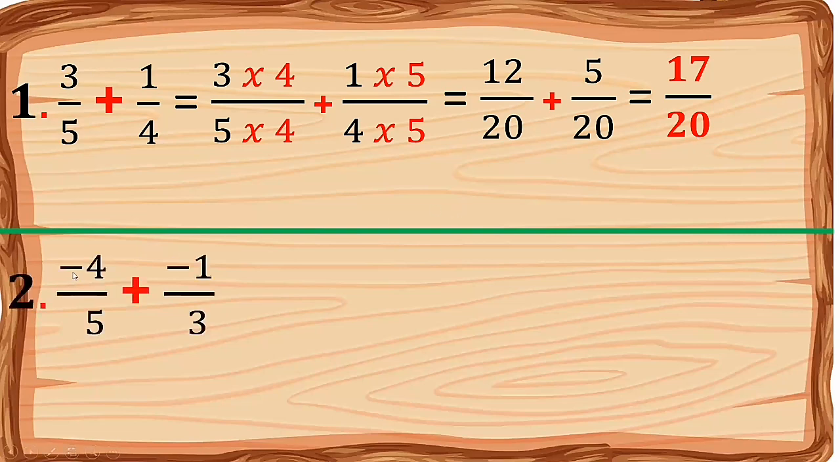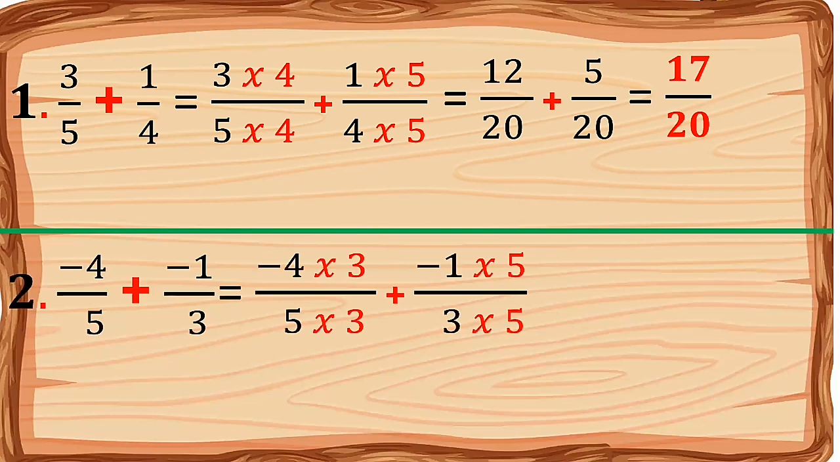This one, we already have the signs. Negative 4 over 5 plus negative 1 over 3. So what do you think is the LCM of 5 and 3? Okay, it is 15. So what will you multiply to 5 to make it 15? Of course, it's 3. You will multiply 3 to 5 to make it 15. So if you multiply 3 here, you must do it also to the numerator. Same to the negative 1 over 3. If you multiply 5 to 3, you must also multiply 5 to the negative 1.